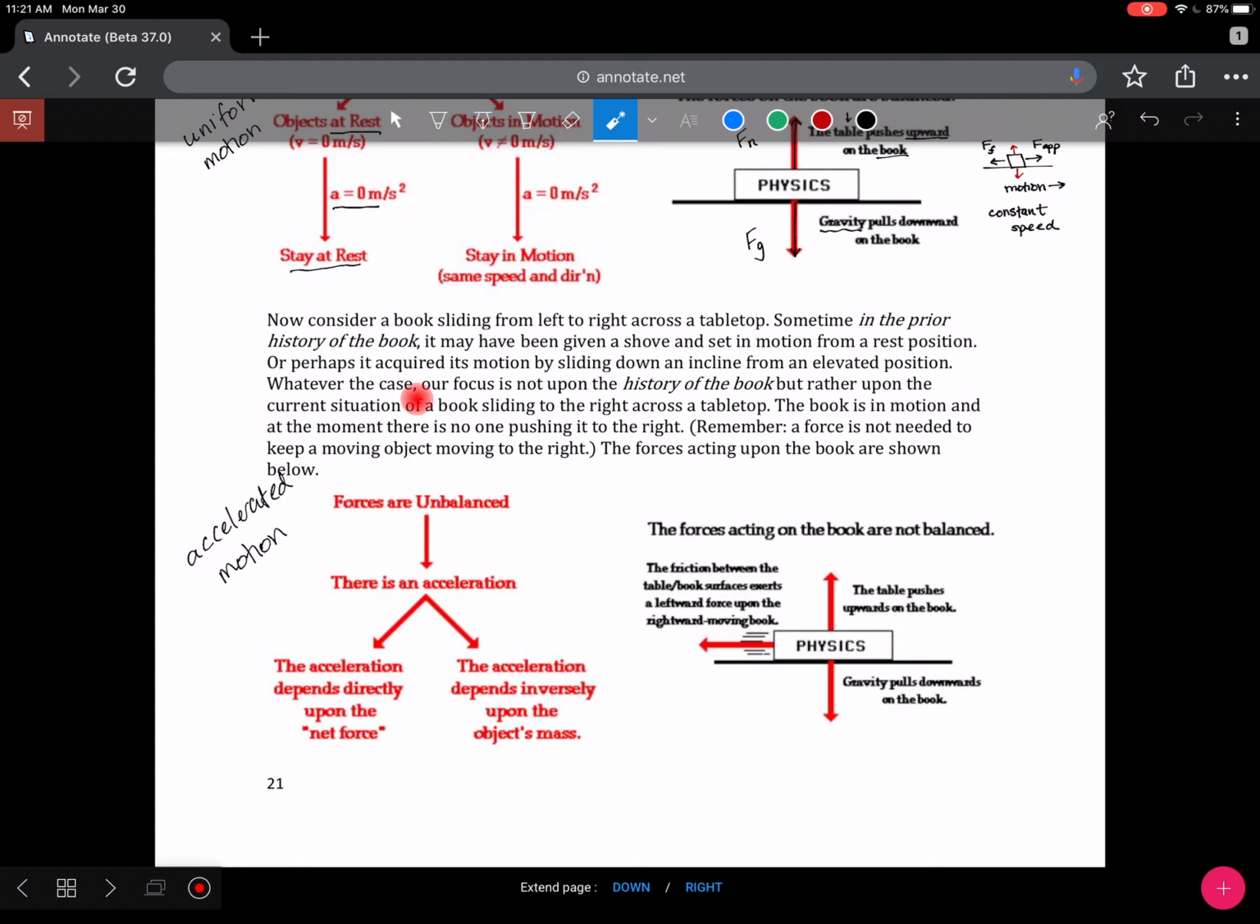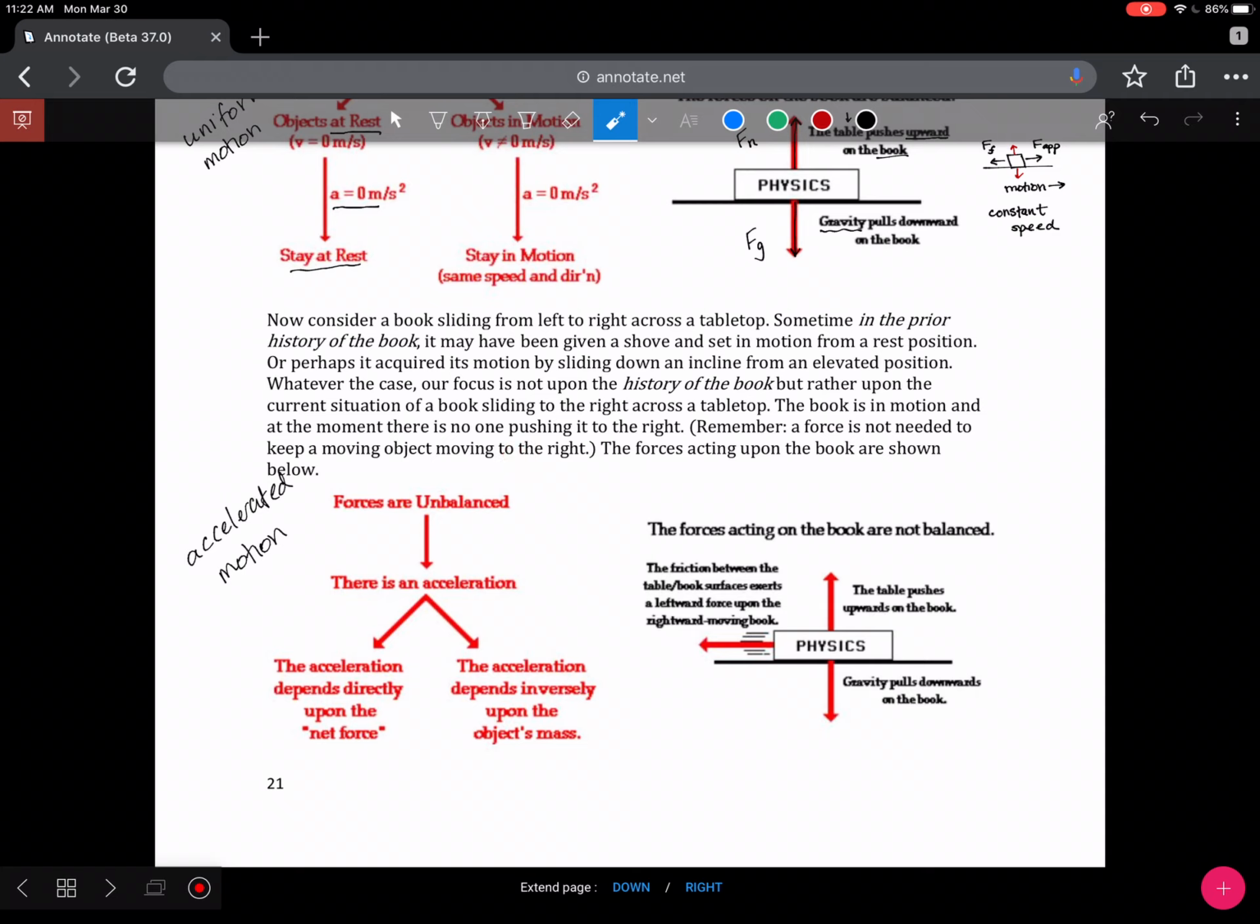Whatever the case, it doesn't matter. We don't want to focus on the history of the book, but rather upon the current situation of the book, sliding to the right across a tabletop. The book is in motion at the moment. There is no one pushing it to the right. Remember, a force is not required to keep an object moving. An object in motion will stay in motion.